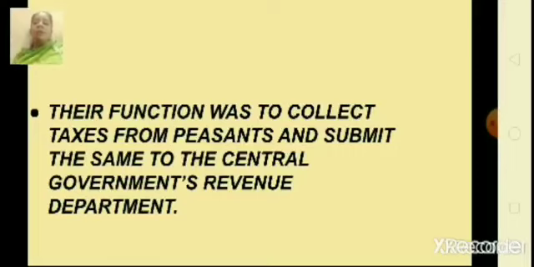Zabt system was prevalent in those areas where Mughal administration could survey the land and keep very careful accounts. This was not possible in the provinces such as Gujarat and Bengal.